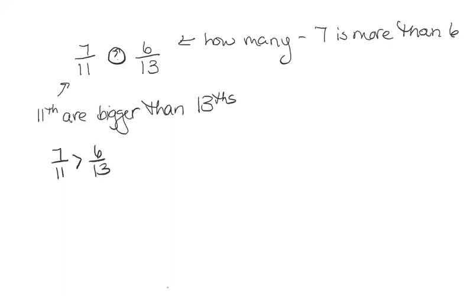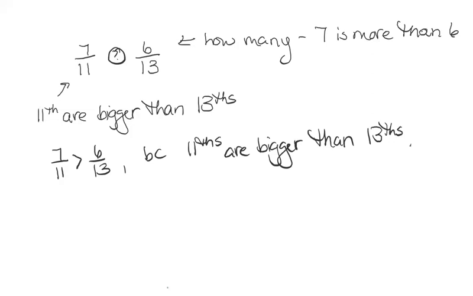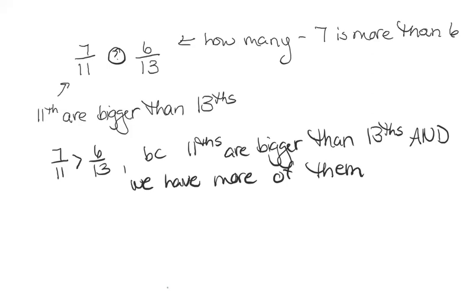Maybe we can even do one of those. Then we can say, because 11ths are bigger than 13ths, and we have more than that, we have 7 of them. Then more of them. There we go. We have 7 versus 6 of them. There are a number of examples that have this.